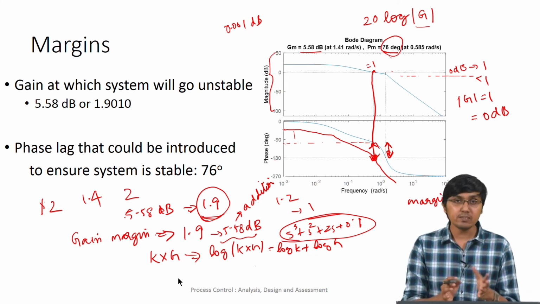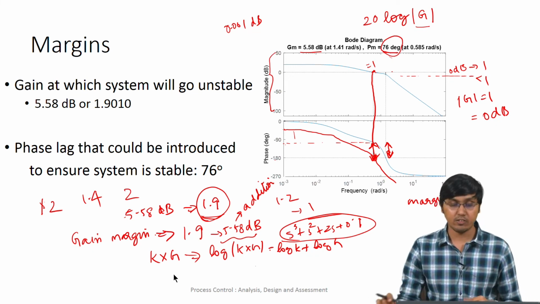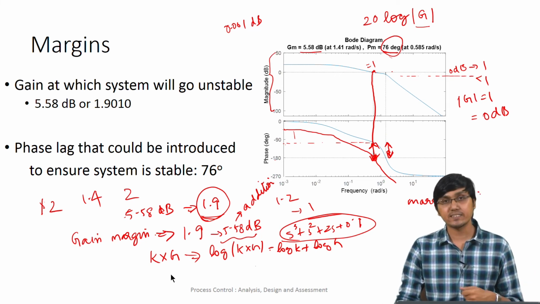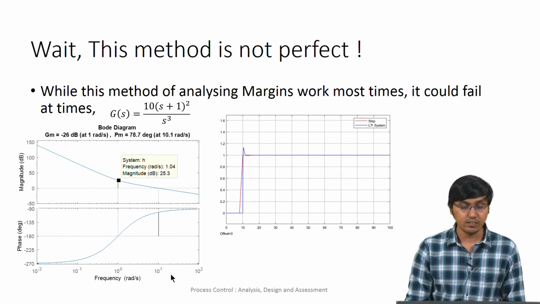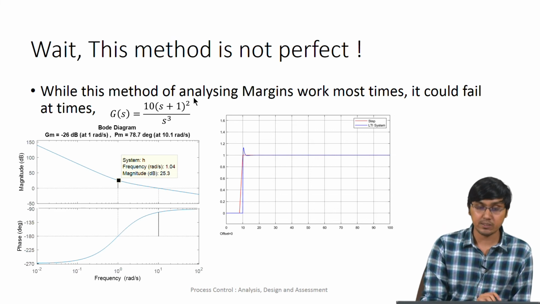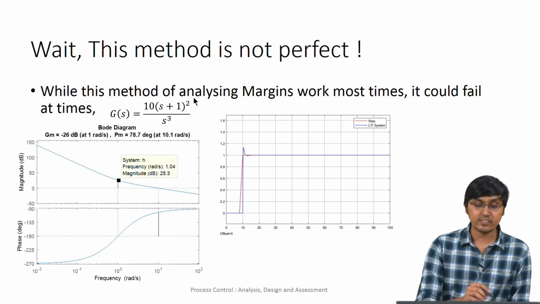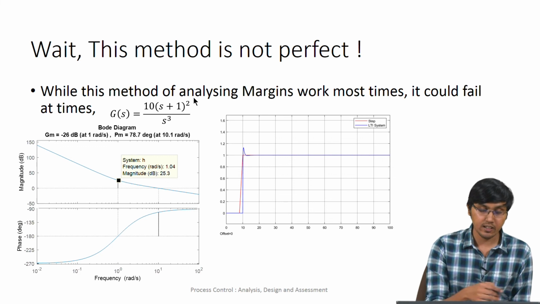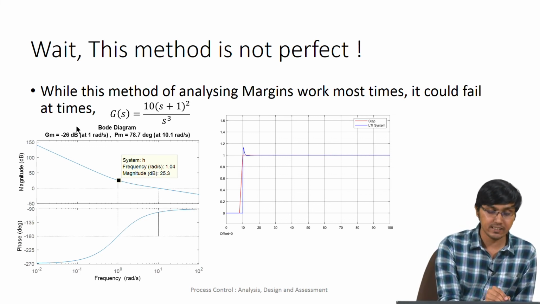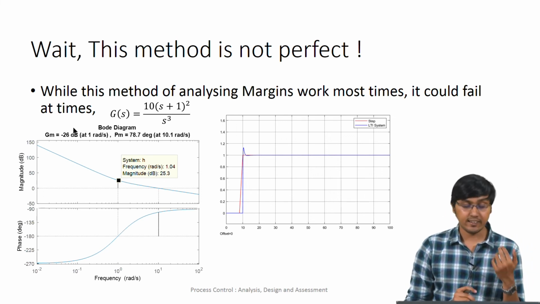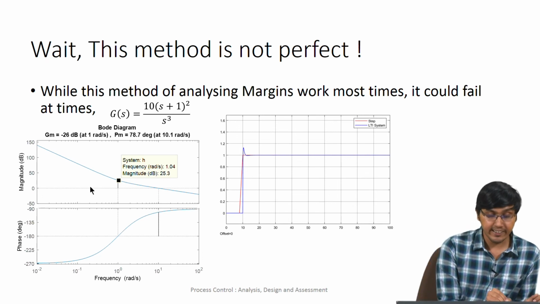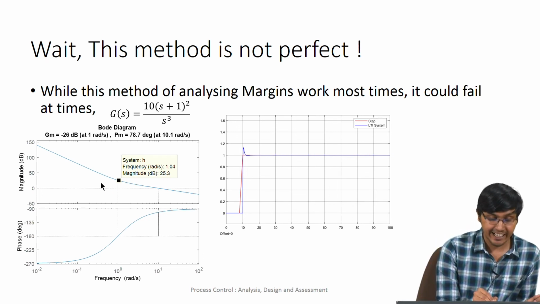Then I said, okay, this method is not foolproof, it can fail. So we will see some examples that clearly show that this method is not going to work all the time. So that's what we will see now. Take the transfer function 10s plus 1, the whole square, by s cubed. This is the open loop transfer function again, and then you plot the Bode diagram, and you see that the gain margin is minus 180 degrees. So it means that the gain is already greater than 1.